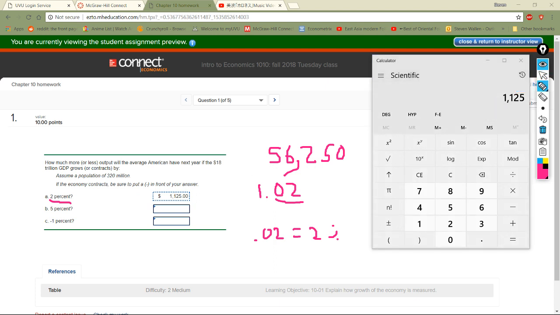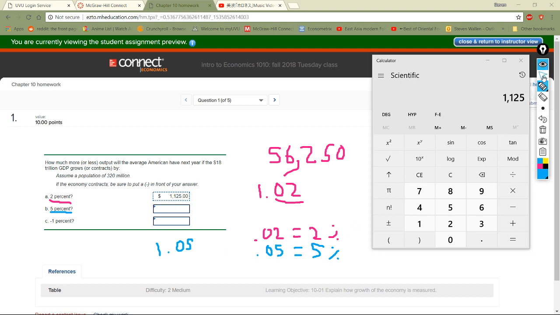Now for the second one, what do they want? 5%. We used 0.02 for the first one, and we know 0.02 equals 2%, then I can assume 5% is going to be what? 0.05, right? And then I got to add my 1 on there. So 1.05 is what I'll times it by. So this times it by itself, the 1, with an additional 0.05.